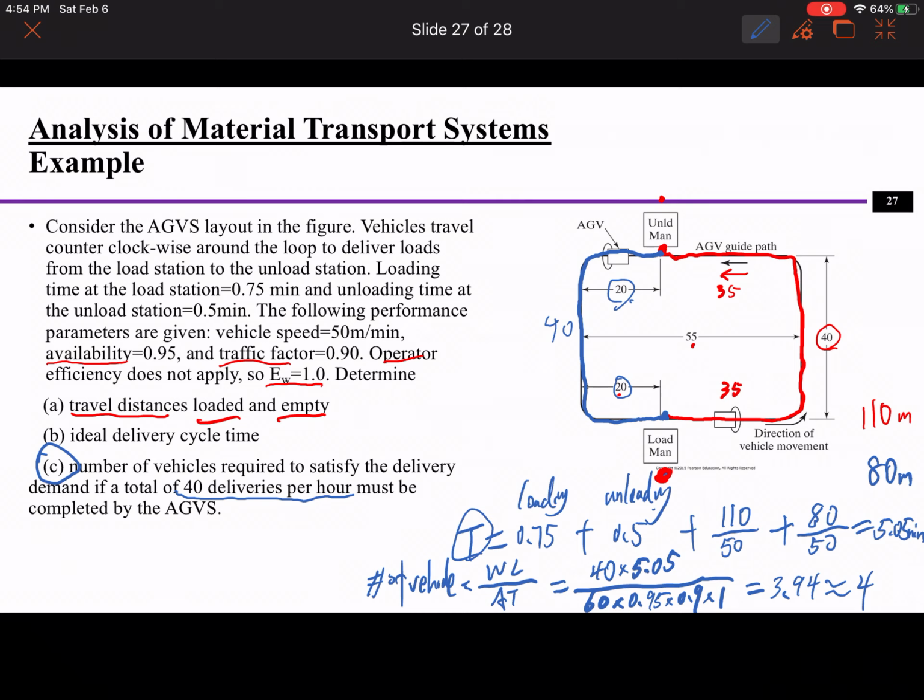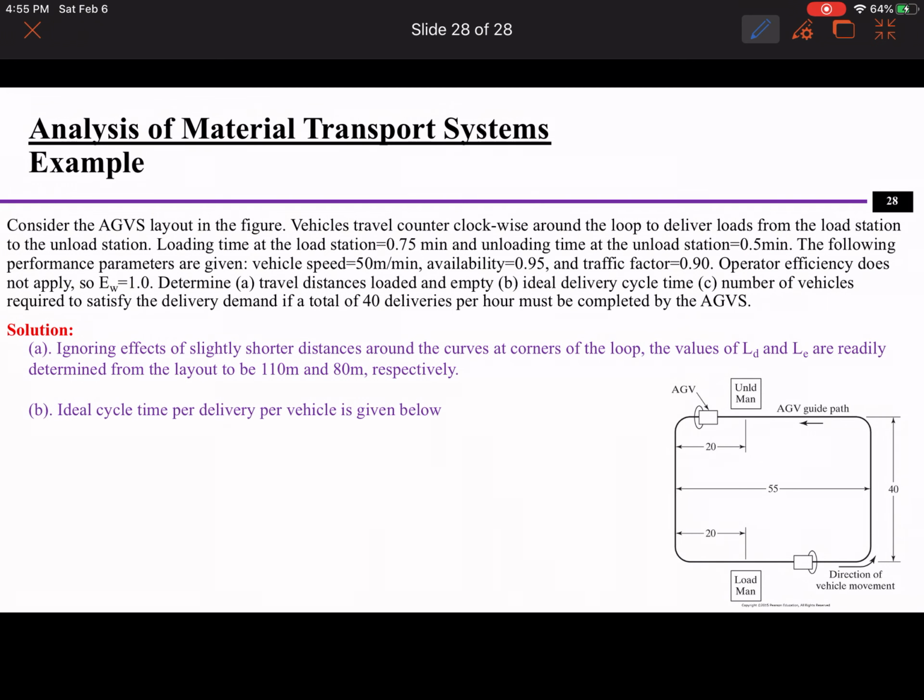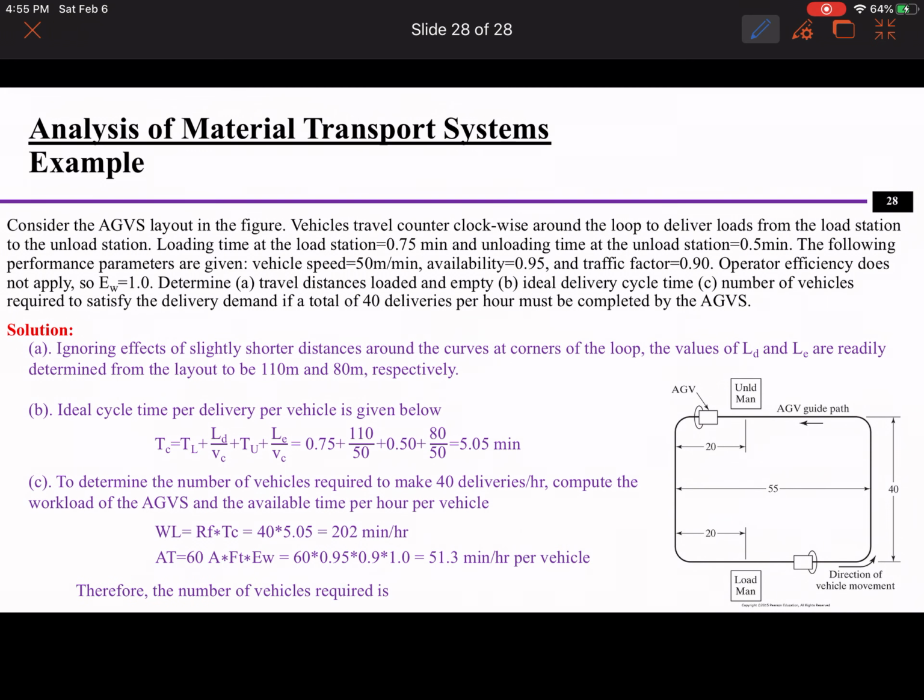So this is how we do some analysis of material transport systems. Mainly we look at the cycle time, the total travel distance, and how many vehicles we need. And the solution is shown here. All right, so that's all for this lecture.